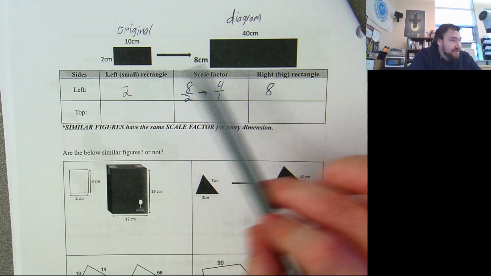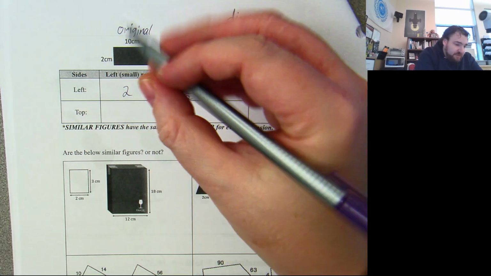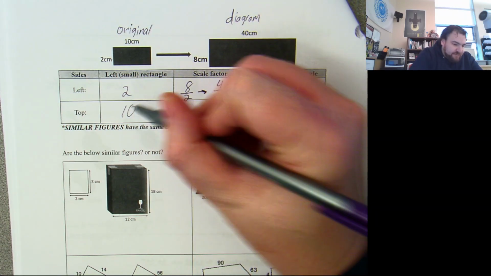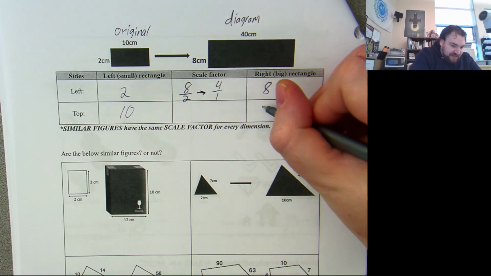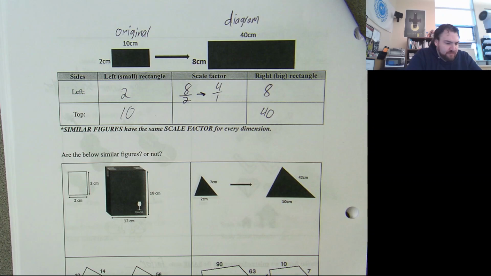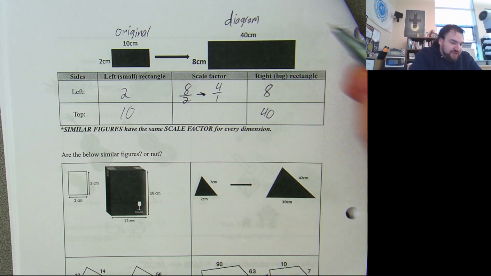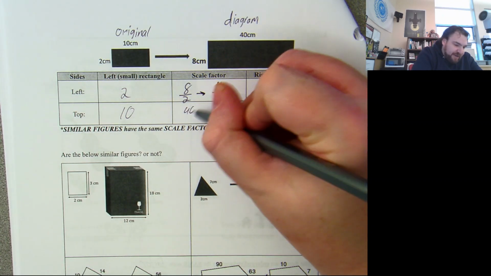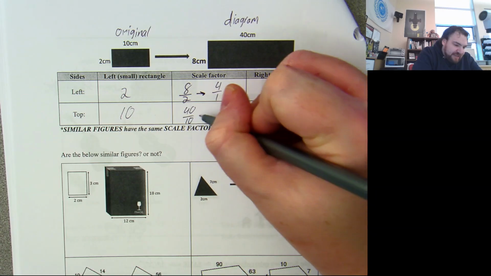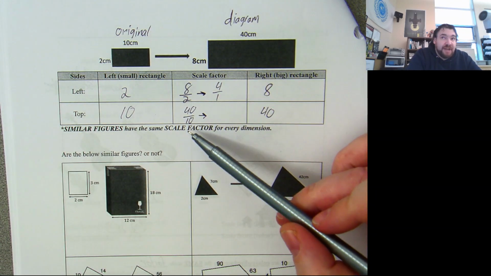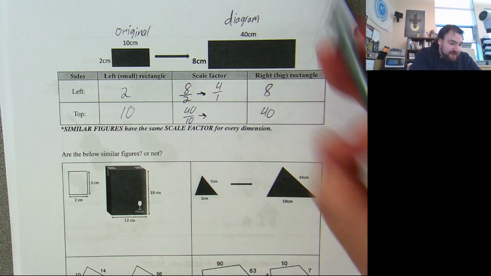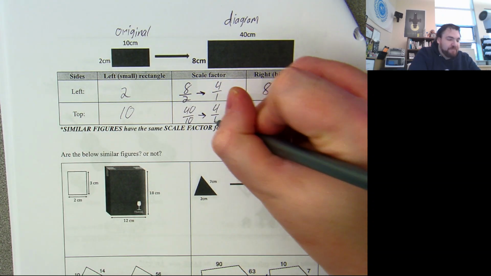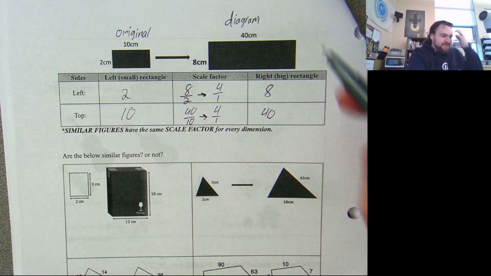If we look at the top piece, the left one is 10 centimeters. The right one is 40 centimeters. And so when I'm looking for the scale factor there, it's going to be the diagram over the original. This thing also reduces, 40 over 10. Both of those are divisible by 10. It's also going to reduce to 4 over 1. We have the same scale factors.